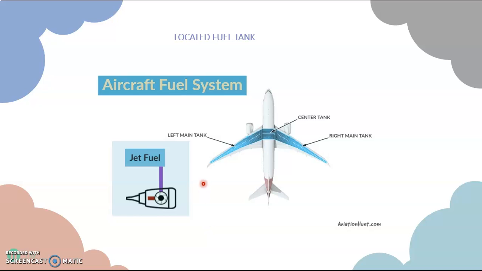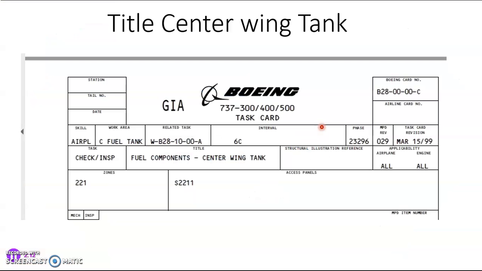Okay, I have a picture of the location of the fuel tanks in an airplane. You can see the left main tank, center tank, and right main tank. Okay, let's move on to the next slide. This slide is about the title center wing tank. The boxcar is Boeing 737-300, 400, and 500 boxcar.